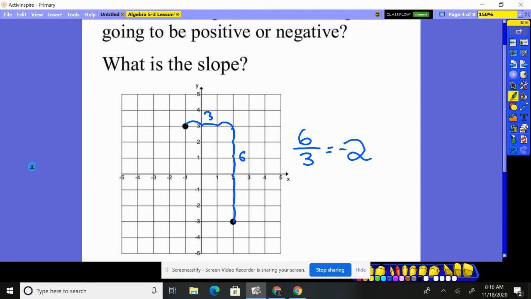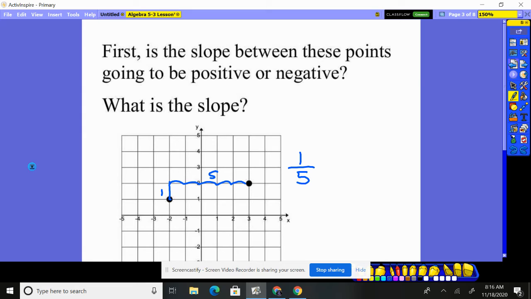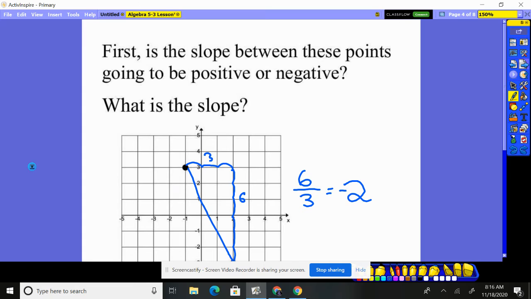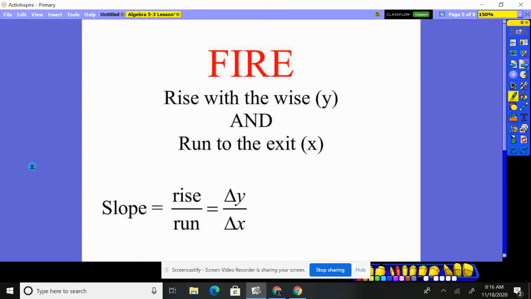But notice how much steeper that line is than that line. This line was not that steep, was it? See, it tells us how steep a line is. Now, here's a little saying I have. Let's say there's a fire. If there's a fire, you're going to rise with the wise people and run to the exit. Those that aren't wise are going to sit up there and sit in the classroom and burn up, and we don't want that. So what's the point of this? Rise with the wise and run to the exit. We're playing off of the word wise with a Y and playing off the word exit with an X.